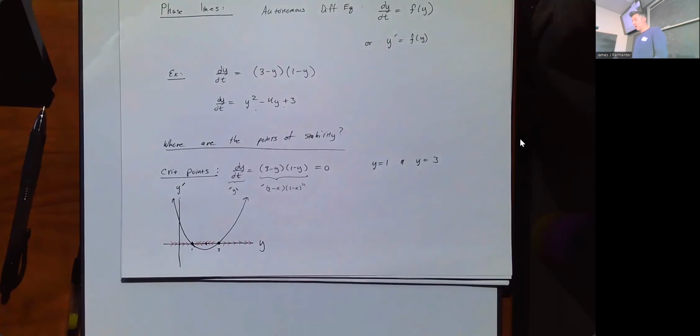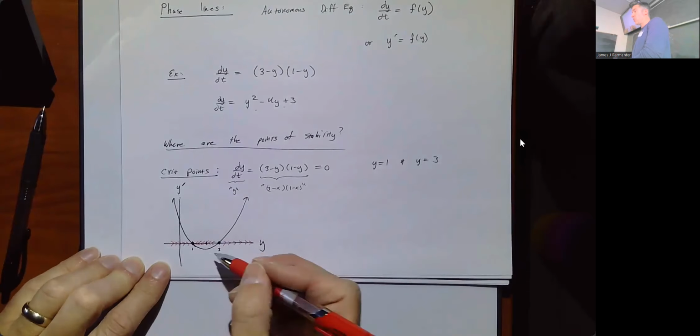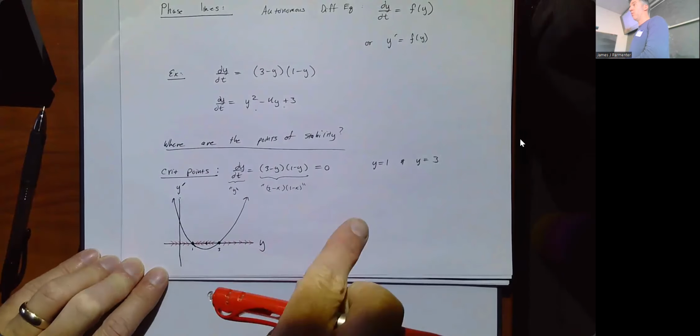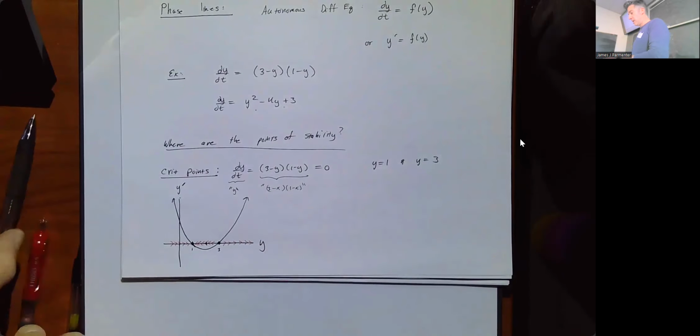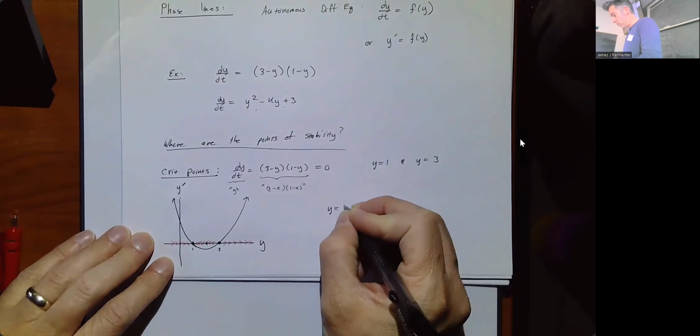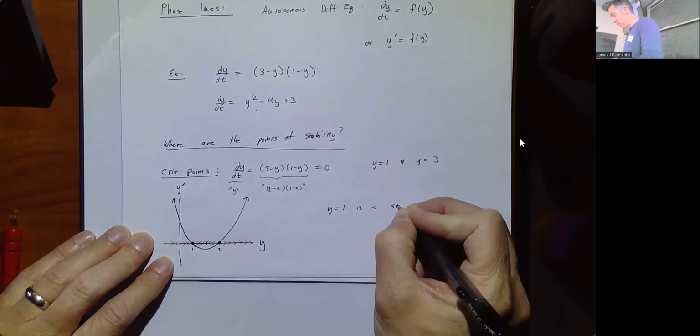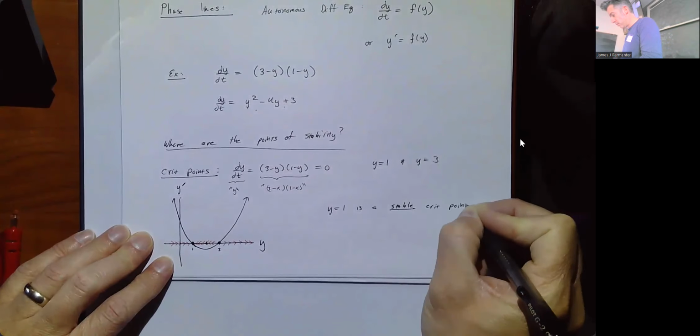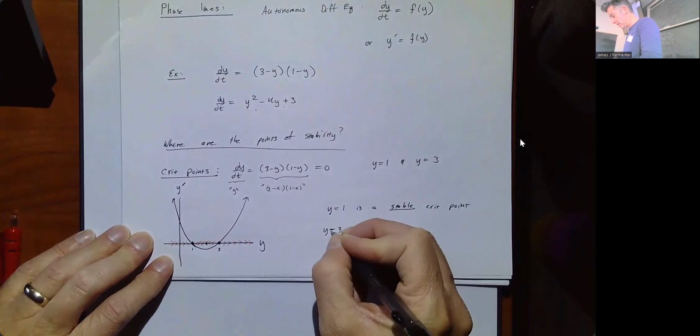So what happens here is if you start at, say, y equal to 4, this function is just going to get larger and larger because the derivative is going to be positive, so the function is going to increase in value forever. If you start between 1 and 3, you're going to get pushed towards 1. But if you end up on the other side of 1, you're going to get pushed back towards 1. So I would say that y equal to 1 is a stable critical point. y equal to 3 is unstable.